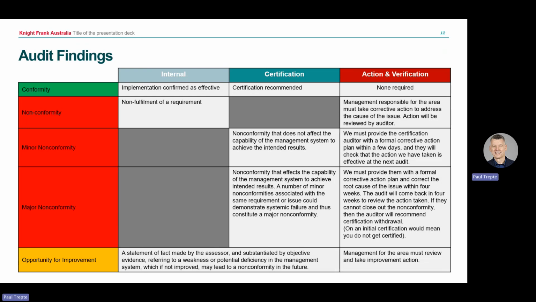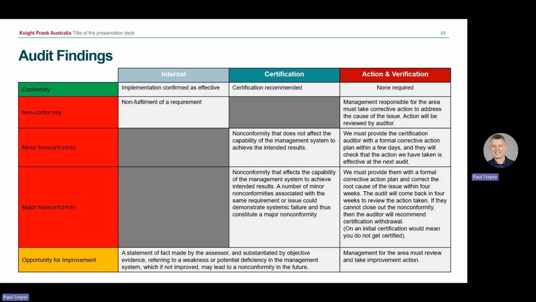And then the higher category is a major non-conformity. A major non-conformity is really a breakdown of the management system to achieve its intended results. And a number of minor non-conformities, if they're associated with the same requirement or issue and can demonstrate systemic failure, can also be raised as a major non-conformity.